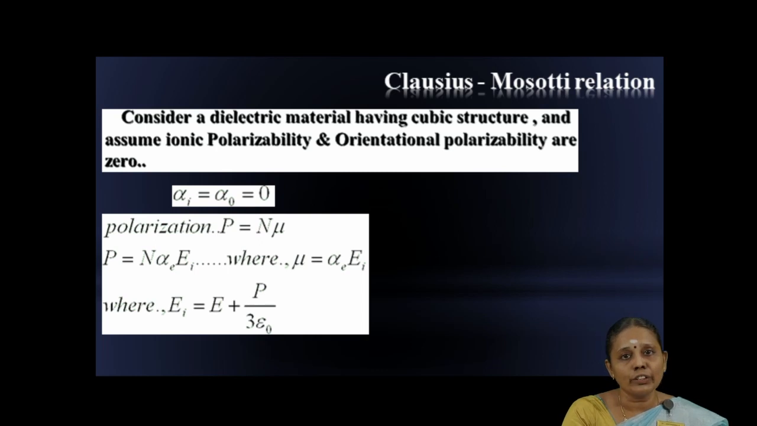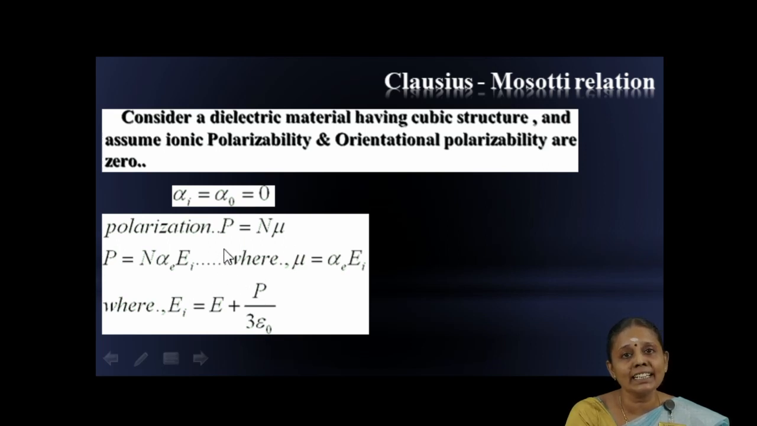Next, we know the polarization vector. Yes, polarization is nothing but the dipole moment per unit volume. The polarization vector for the dielectric material can be written as P is equal to N into mu. Here mu is the dipole moment. P is equal to N alpha E into EI, because this mu is proportional to the applied field. So mu is replaced as alpha E into EI.